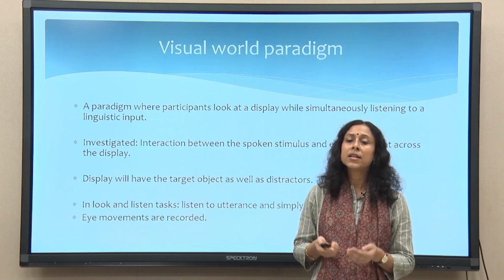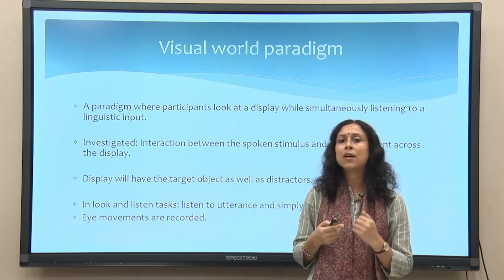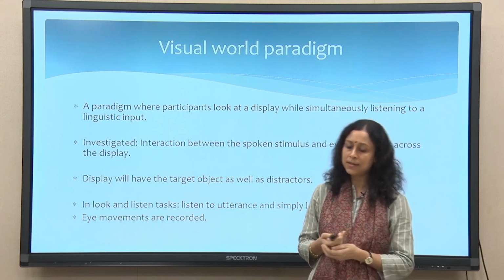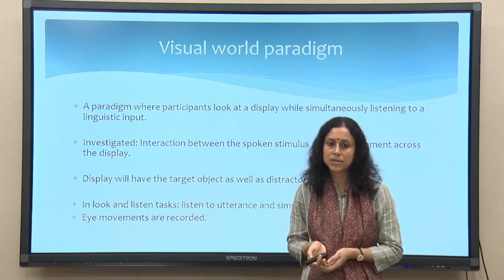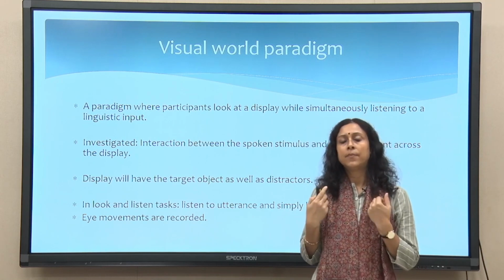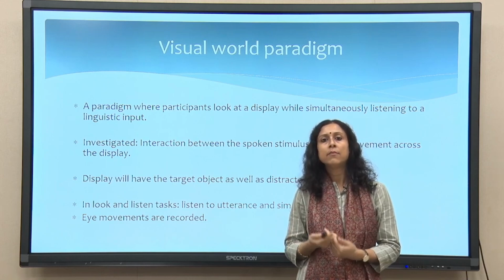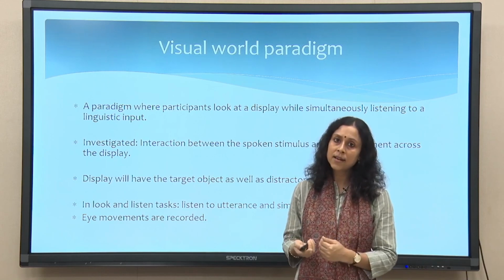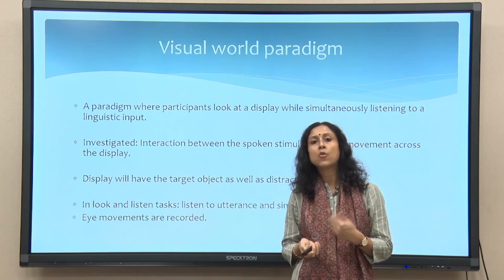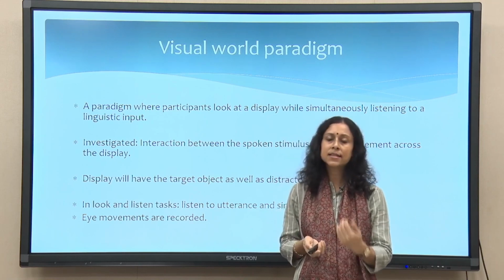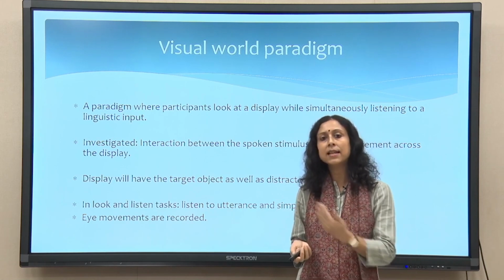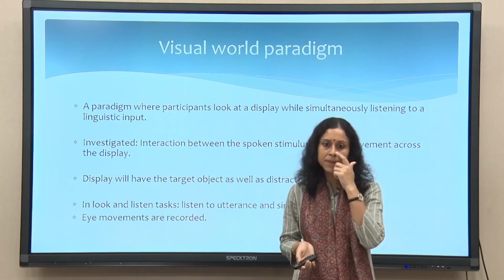What are the typical aspects of that sentence, and how grammaticality at various levels impacts the way we look at the scene, is what the visual world paradigm looks at. Typically, the person will listen to a sentence or a word, and there will be a display which contains the target object, but also various distractors and cohorts. So, for a particular word he is listening to, there will be that particular object, a similar object, and a distractor. We will see some examples shortly.